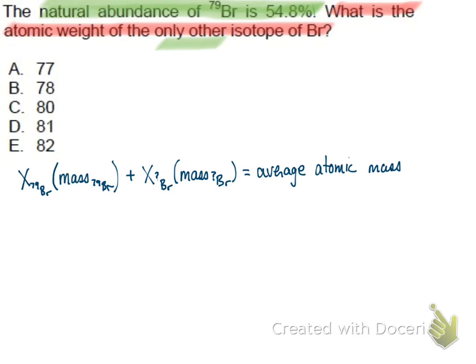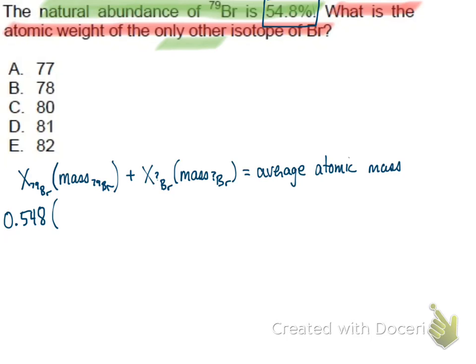Good. So now all we need to do is fill in the numbers here, some of which are given to us, and some of which we're going to find. So let's start at the left. We're given some information about the fraction of bromine 79, right? We know up here that it's 54.8%. That's the same thing as having a fraction of 0.548. We just divide by 100 in order to convert a percentage into a fraction.